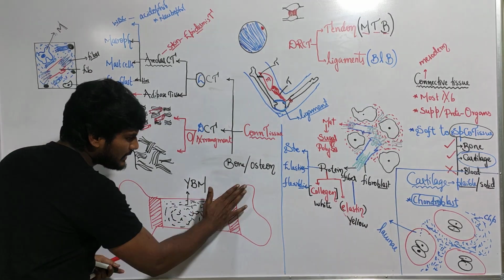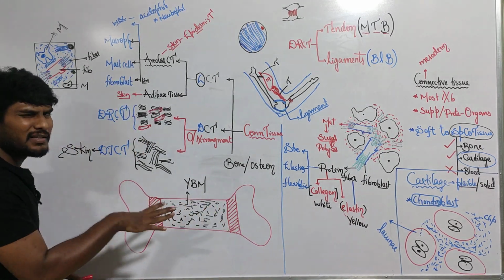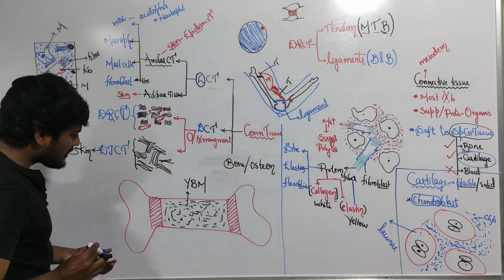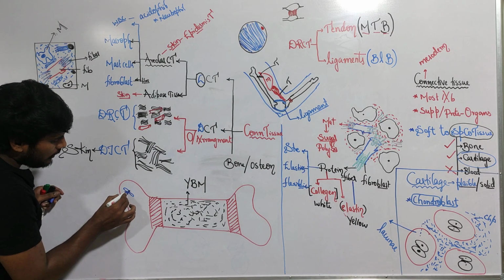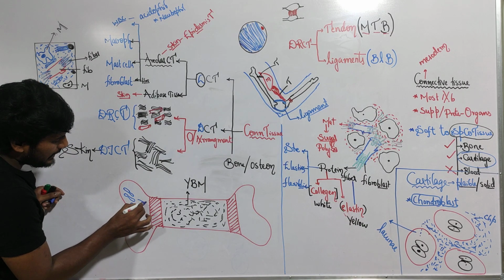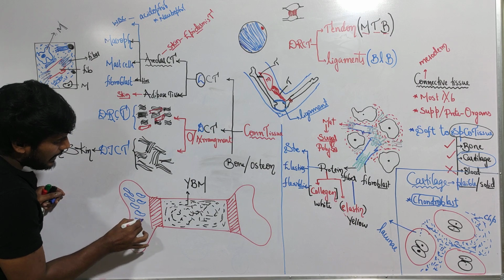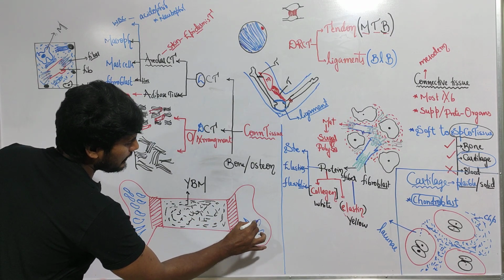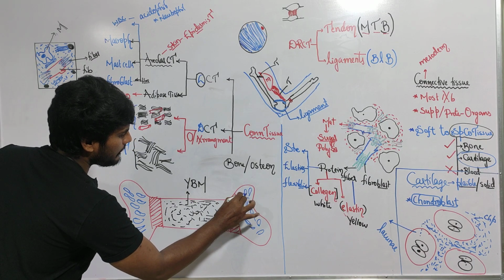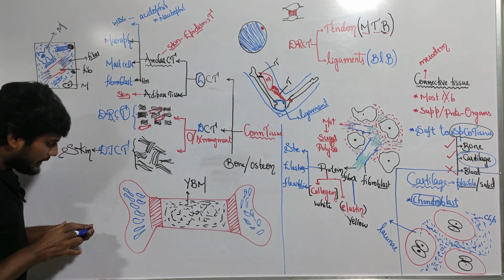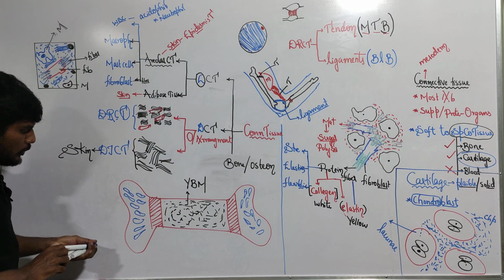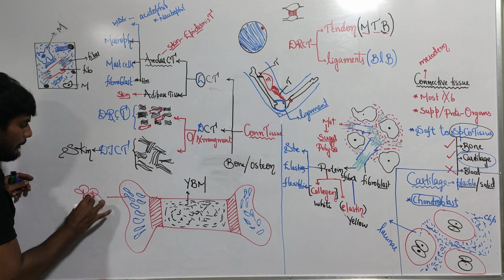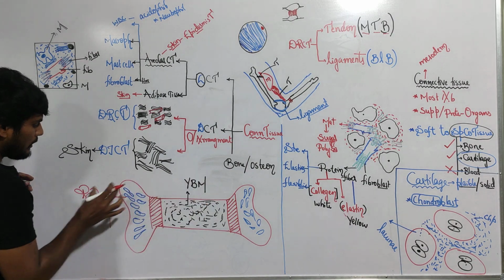And now here we have the epiphysis, metaphysis, and diaphysis. All the names are not required. In this part, the epiphysis, which is very soft, there is a presence of red bone marrow, and once again here also bone marrow is present, and this bone marrow is called red bone marrow. Yellow bone marrow, red bone marrow.